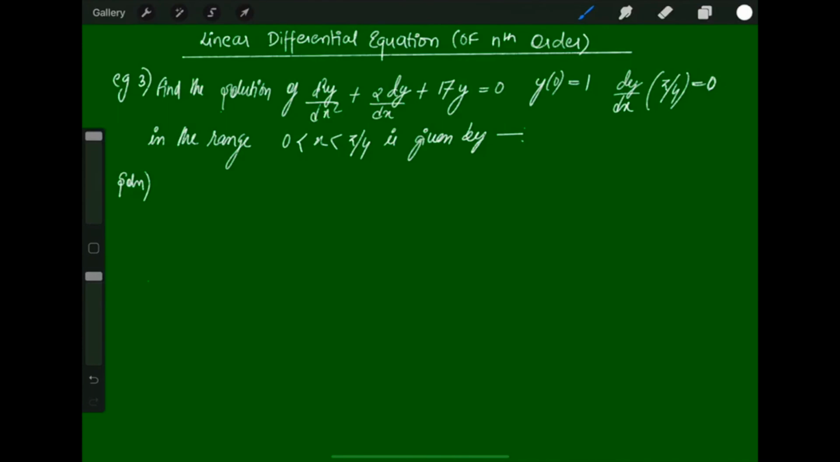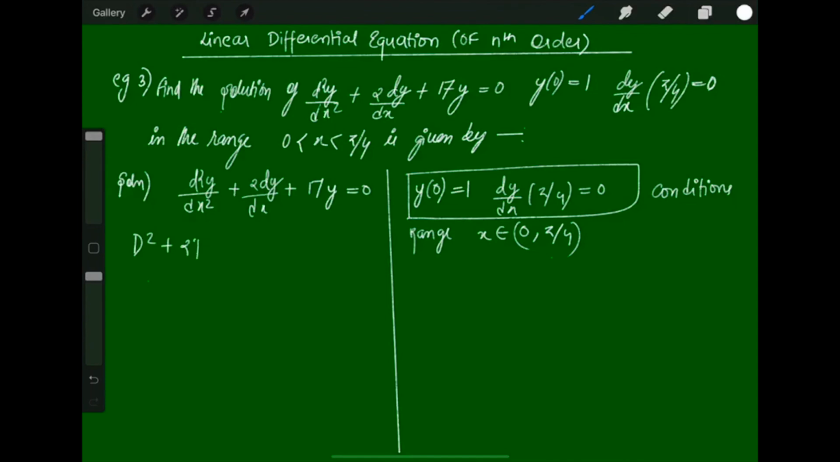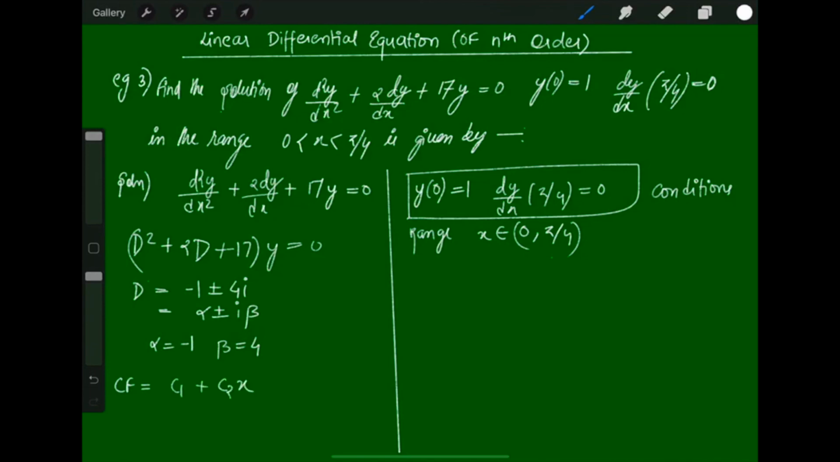Example number 3. Find the solution of d2y by dx square plus 2 times dy by dx plus 17y is equal to 0. The given condition is y(0) is equal to 1, dy by dx at pi by 4 is equal to 0, in the range x belonging to 0 to pi by 4. To find the solution, let us first write the equation in the form of (D square plus 2D plus 17) y is equal to 0. The roots of this equation are D is equal to minus 1 plus minus 4i, which is an imaginary pair.